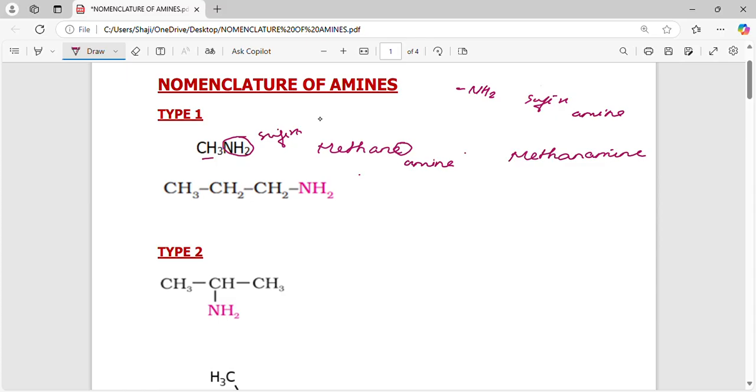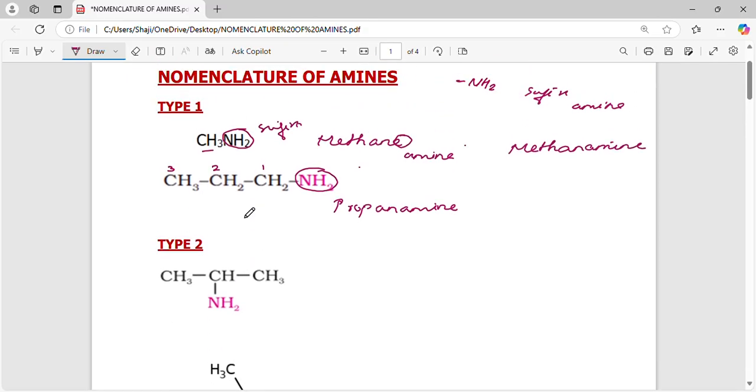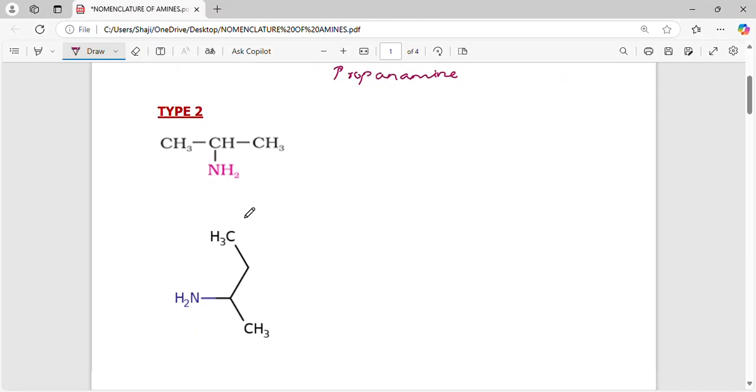And for the second compound, first you identify the number of carbon atoms in the main chain. The longest carbon chain has three carbon atoms, 1, 2, 3, and NH2 is attached to the first carbon. Because of three carbons, it is prop. All single bonds, so propane, but the last letter E is replaced by amine for the functional group. So propanamine is the IUPAC name of this compound. So the first type is the amino group attached to the first carbon.